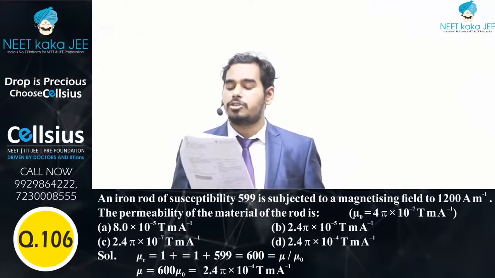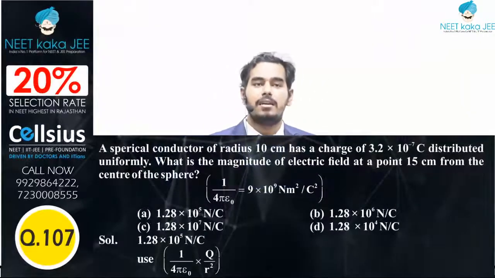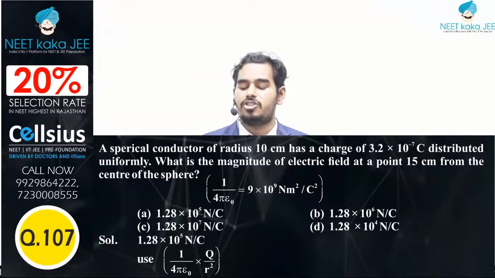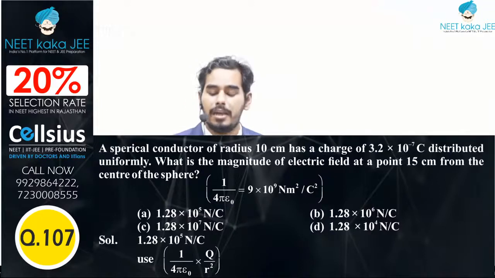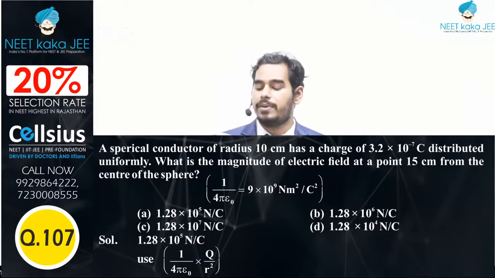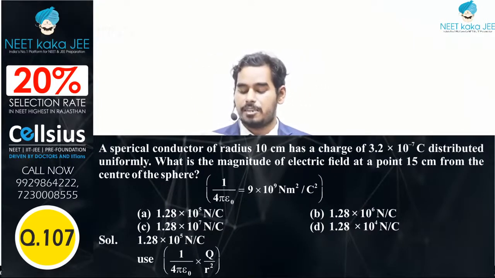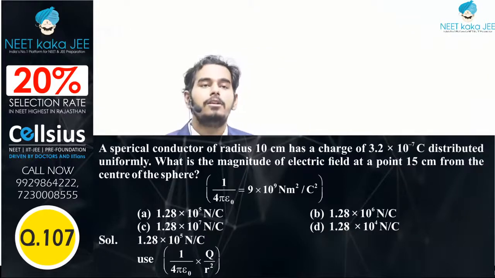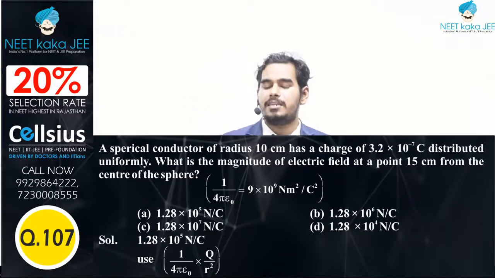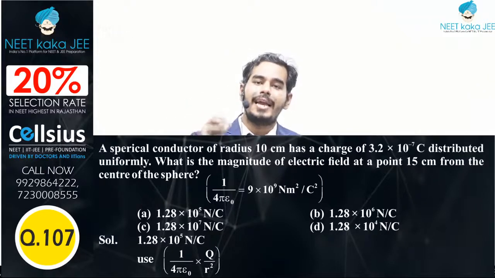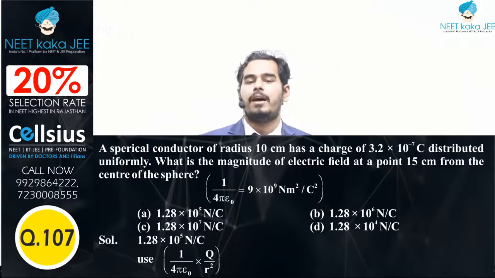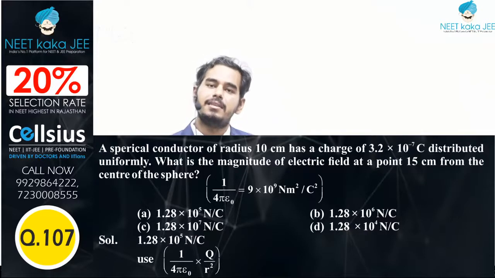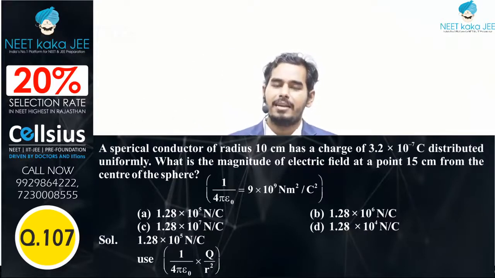Now the next question is, a spherical conductor of radius 10 centimeter has a charge of 3.2 into 10 to the power minus 7 coulombs distributed uniformly. What is the magnitude of electric field at a point 15 centimeters from the center of the sphere? So we have to calculate at a point 15 centimeters, which obviously lies outside the sphere. If it was lying inside the sphere, then we must have applied the formula kq upon capital R cube into small r. But over here it is lying outside the sphere, so the formula is as simple as this.